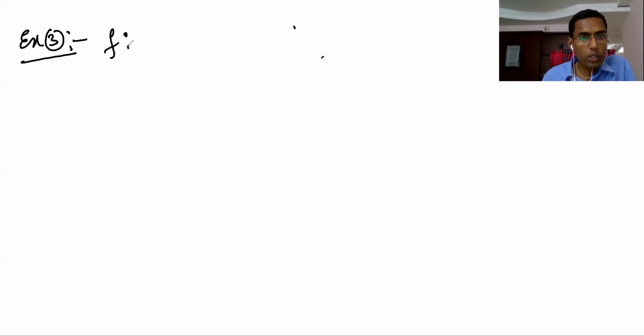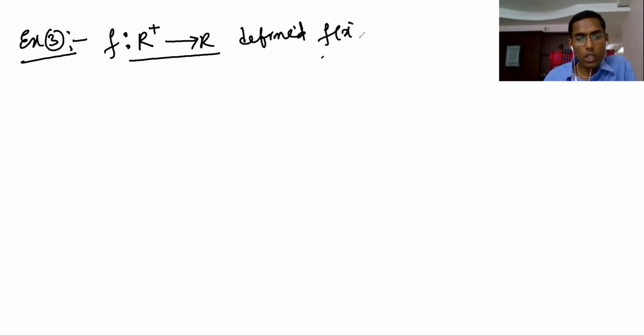Let f be a function from R plus to R defined as follows. Function means you need to understand two things: where to where, and how it is defined. What is the image of each element? I am defining the image of each element as 2x minus 3. Now, whether it is onto or not.